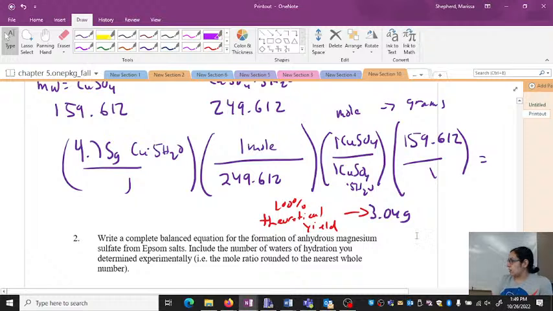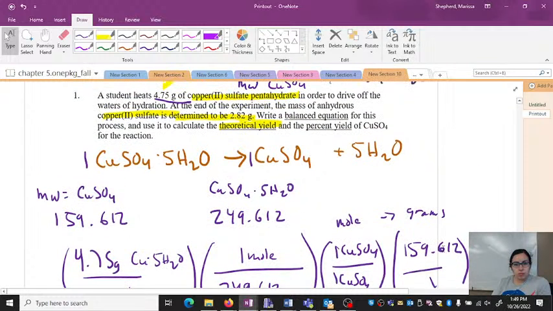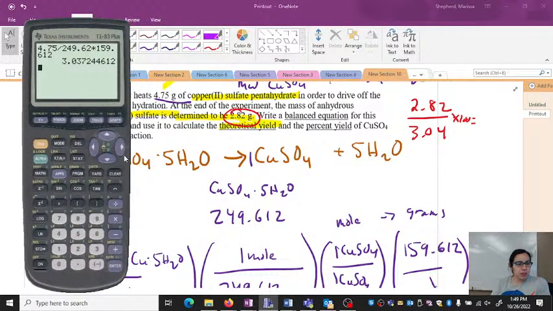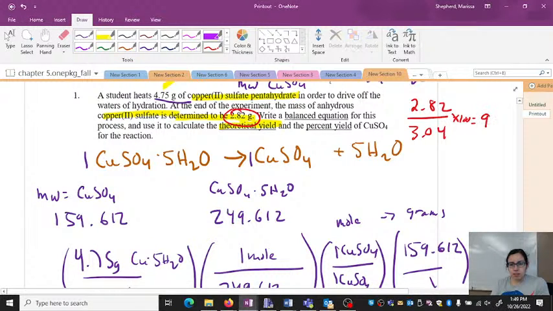And so what do I need to do to find the percent yield? So actual over theoretical times 100, and so we have the actual one there, and I'm running out of space, but 2.82 divided by your answer. And should be a fairly high percentage. 92.7%. 92.7, that sounds good.